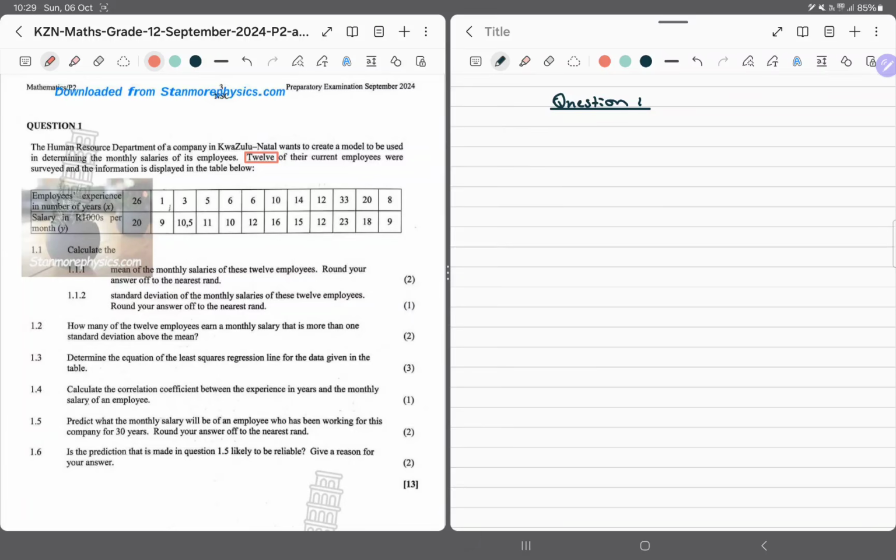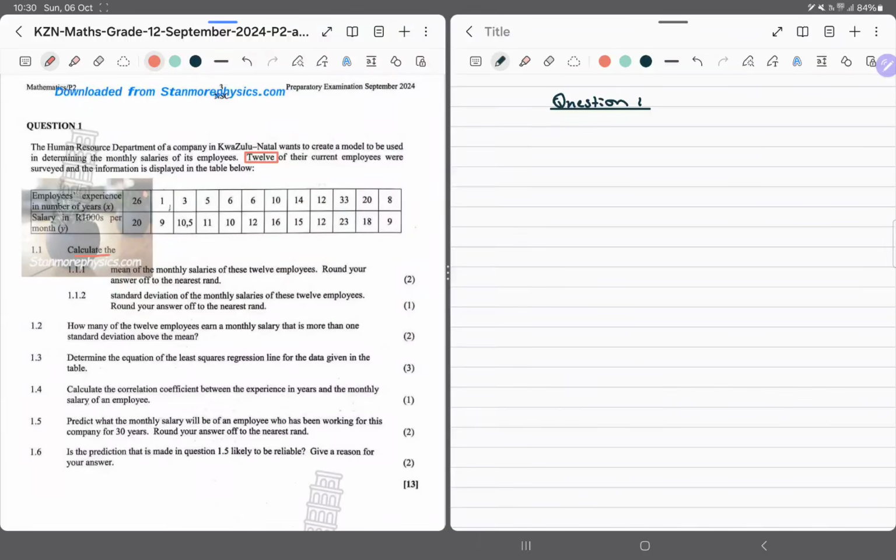So we start with 20, 9, 10.5, 11, 10, 12, 16, 15, 12, 23, 18, 9. So I've got 12 entries. So we hit our AC button to store our data. Now we are ready. Let's look at the questions so that we can answer them as we go along.